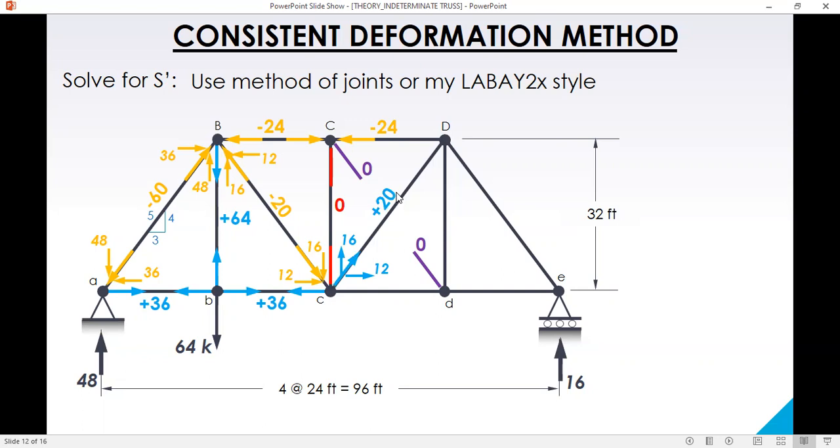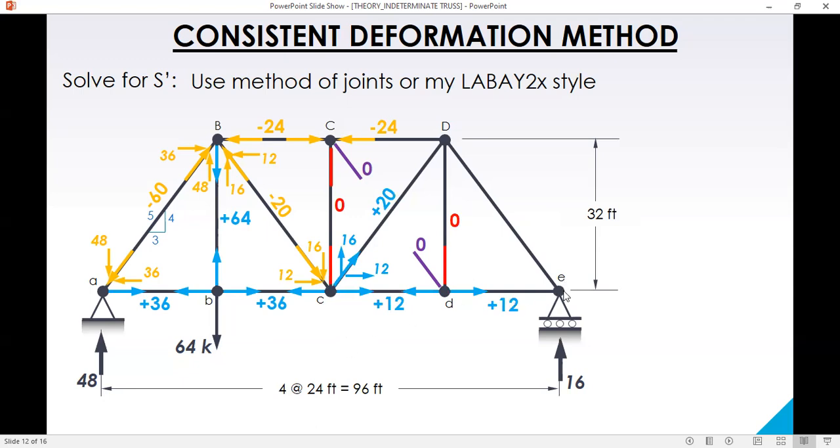Positive 20, sorry. Magnitude, positive 20. And for CD, 12 positive. And then transfer to D, 0. So DE is positive 12 also. And DD is 0.